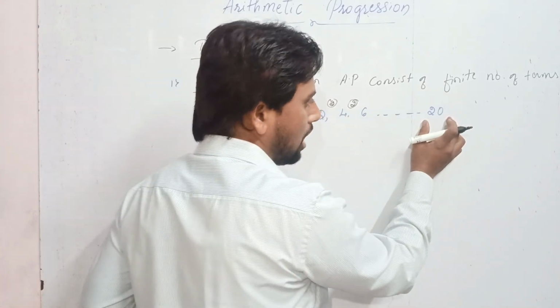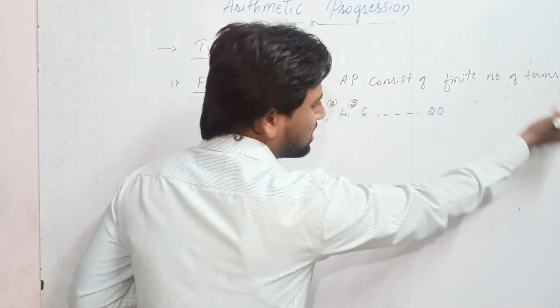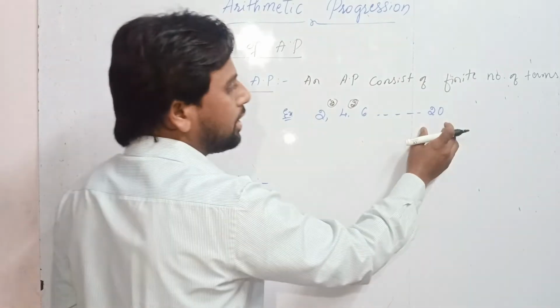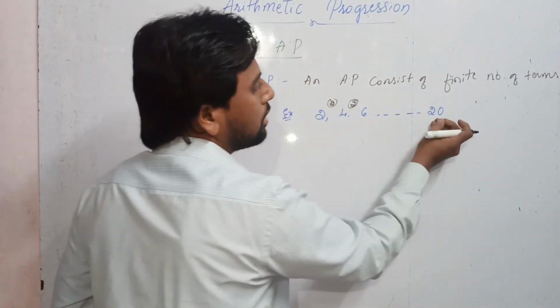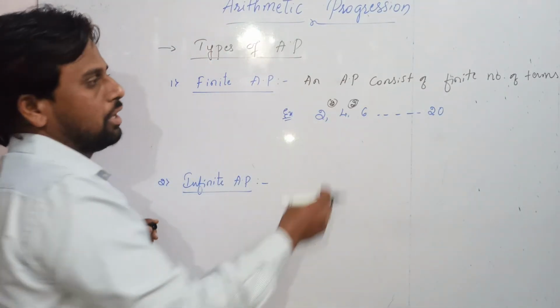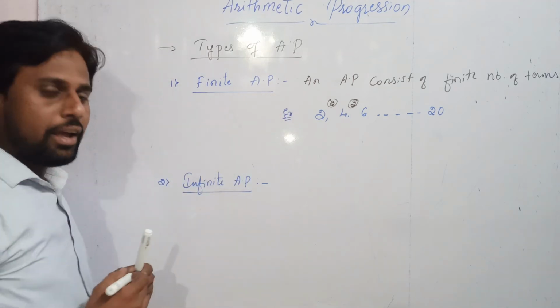So here, what is the last number? 20. Next, there are no more terms. So 20 is the final term. It means there is a finite number of terms here, so that is why it is considered a finite AP.